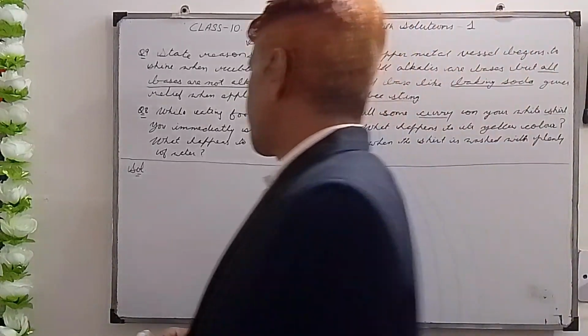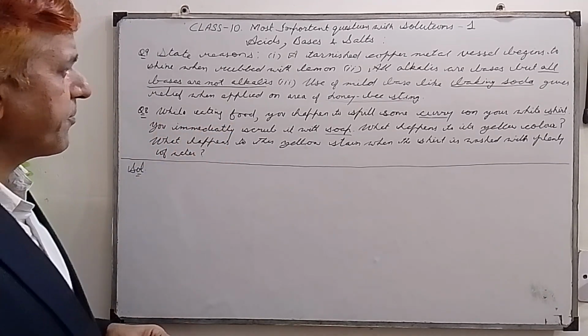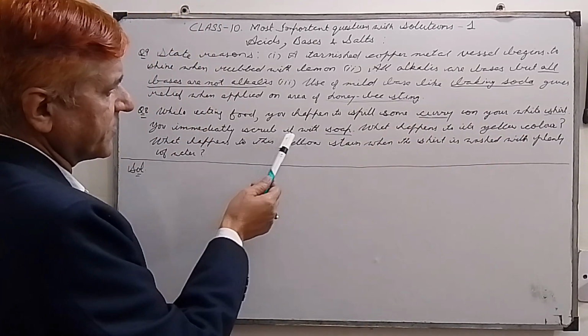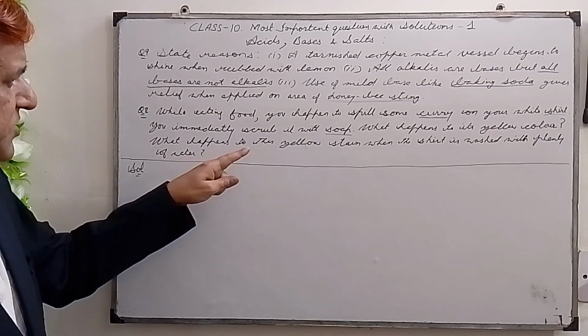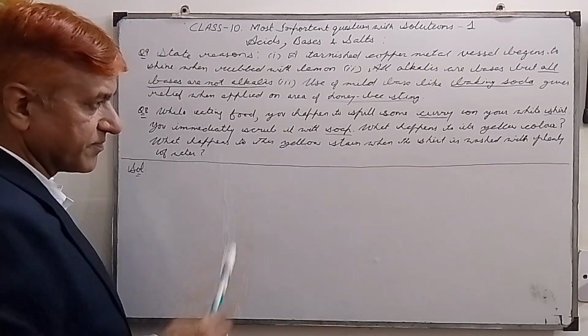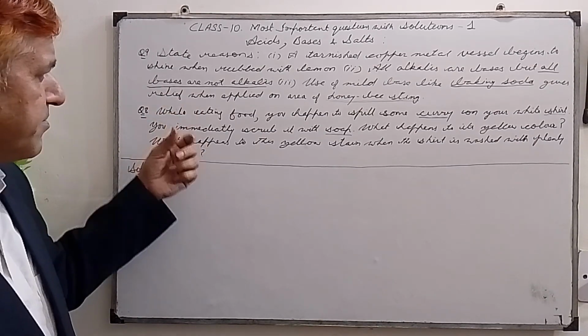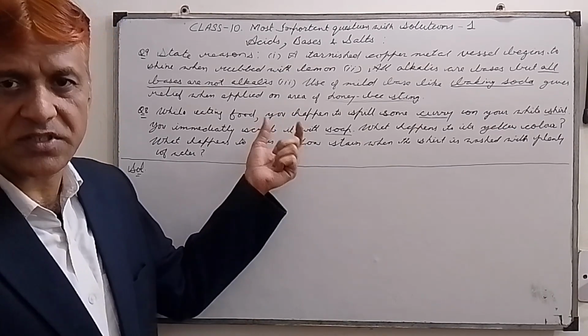Then question number 8. Now my dear students, we have next question. While eating food, you happen to spill some curry on your white shirt. You immediately scrub it with soap. What happens to its yellow color? What happens to this yellow stain when the shirt is washed with plenty of water? Now my dear students, this is a very important question, and many times this question has been asked in board exams, so please prepare this question very well.